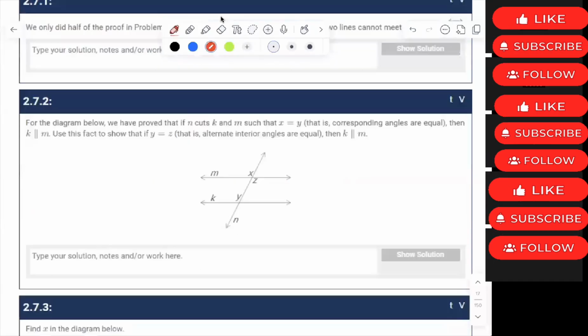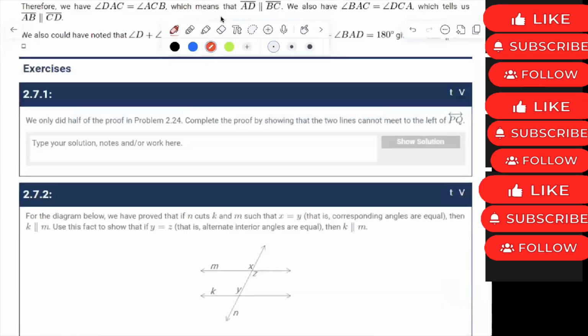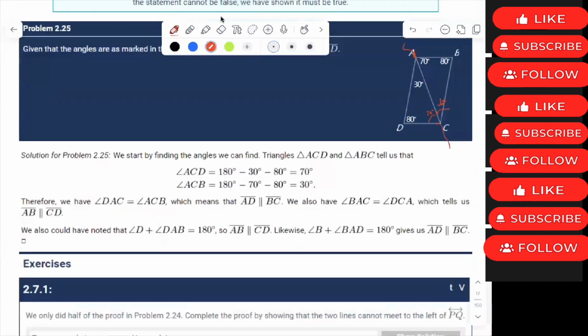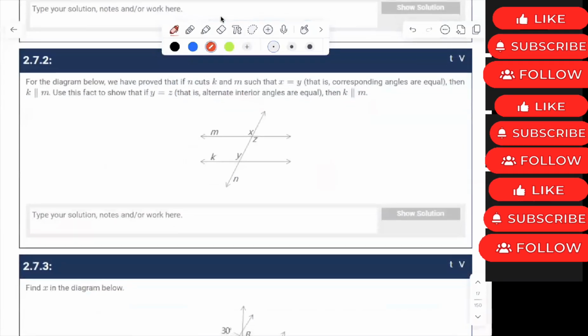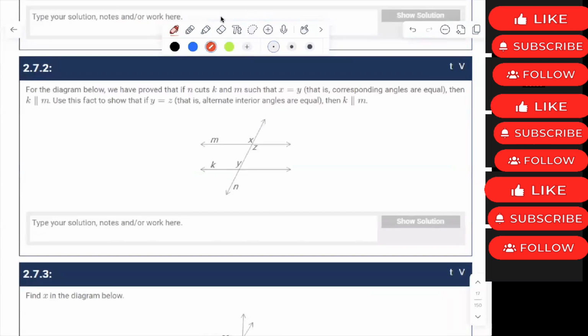Alright, now let's move on to 2.7.7.2. This is just basically the same exact solution, just for a different side, you can just say you can reflect it. Alright? Now let's move on to 2.7.2.